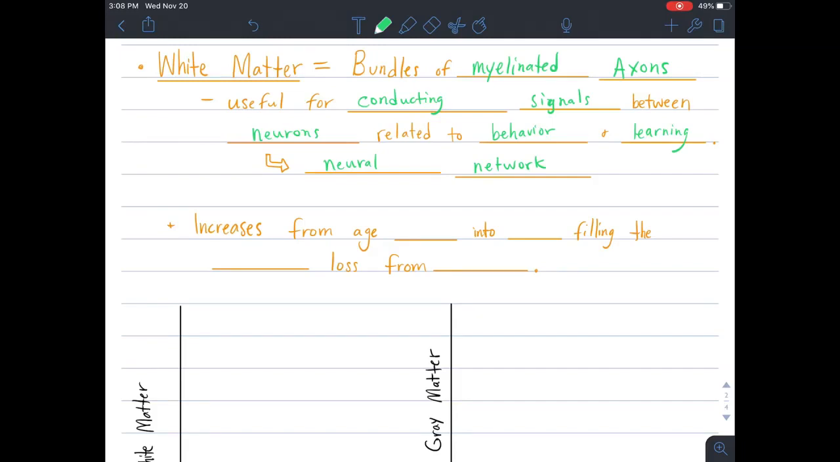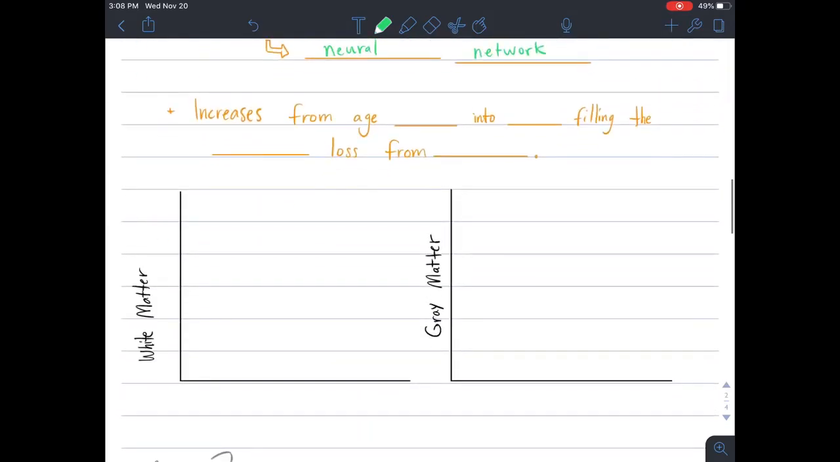riding a bike. So the white matter in your brain, that is, myelinated axons, increases from age 11 to 12. I'm going to use YO again as an abbreviation for years old. So it increases from 11 to 12 years old into your 20s. And since we get rid of all that gray matter through pruning, we get rid of a lot of cells. But what replaces the space that's lost when we get rid of the gray matter is this white matter. So it increases from age 11 to 12 years old into our 20s, filling the volume lost from pruning.